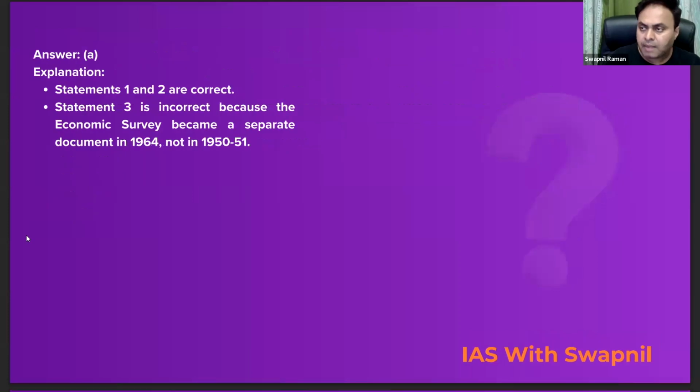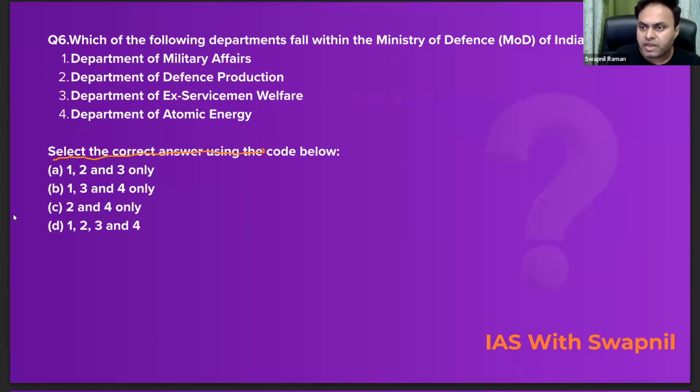अभी हाल ही में आपने देखा होगा कि आज ही इकोनॉमिक सर्वे पब्लिश हो चुका है, which clearly says that India is a bright star in the dark region. Clear? So look at this one. Because the economic survey became a separate document in 1964 and not in 1950-51. Clear? Now let's move on to the next question.